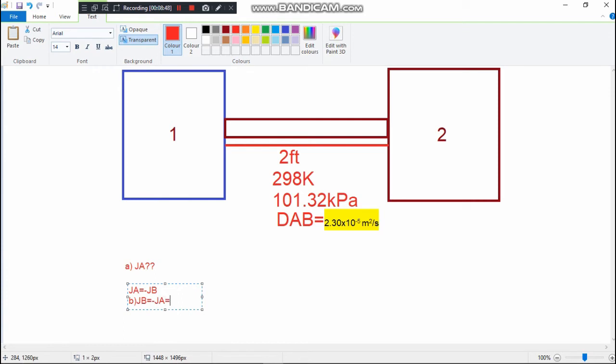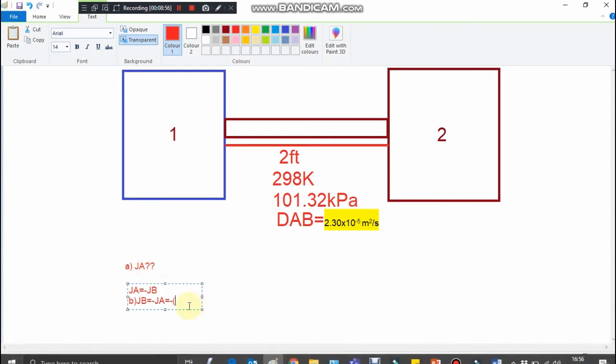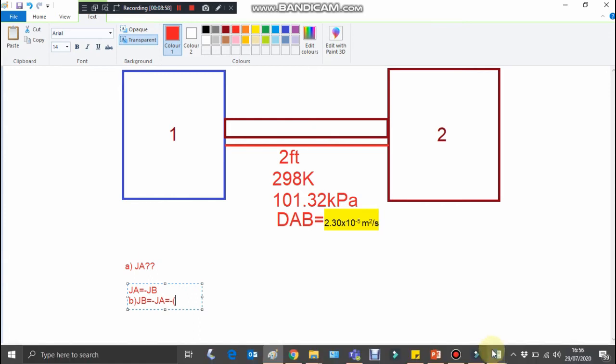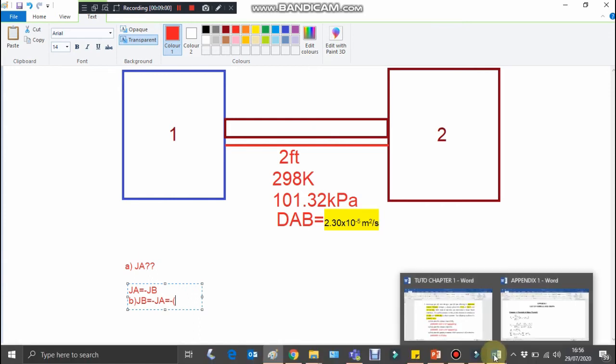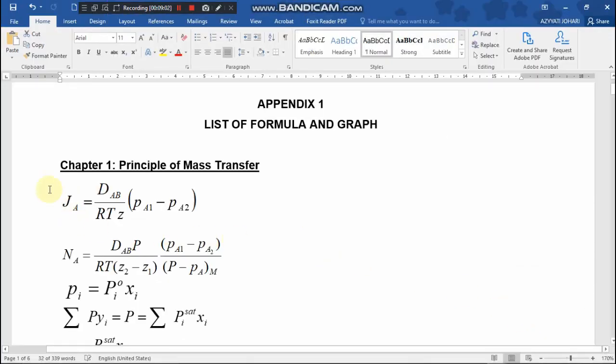So minus 1 multiplied with the value of JA that you get over here, then finally you will get a value for JB. So that's the simplest way. But you may also calculate JB by using this equation, but you need to change all of the information here to be the component B information.